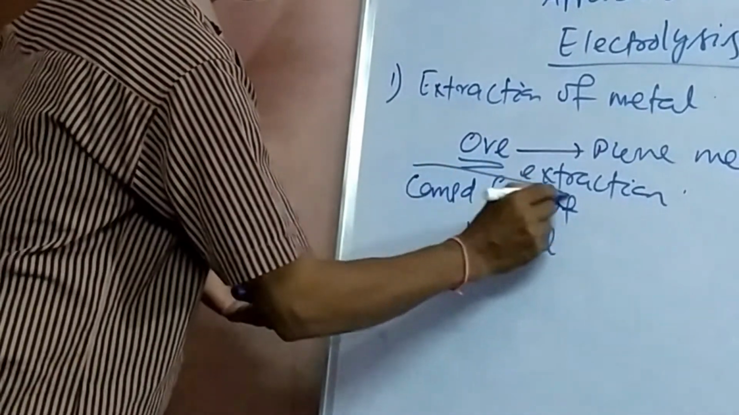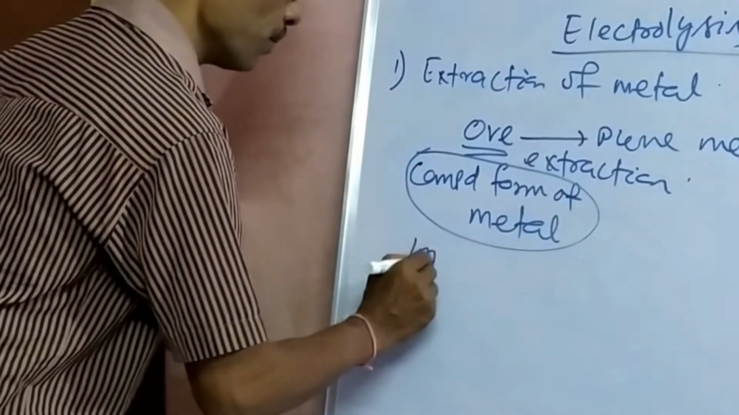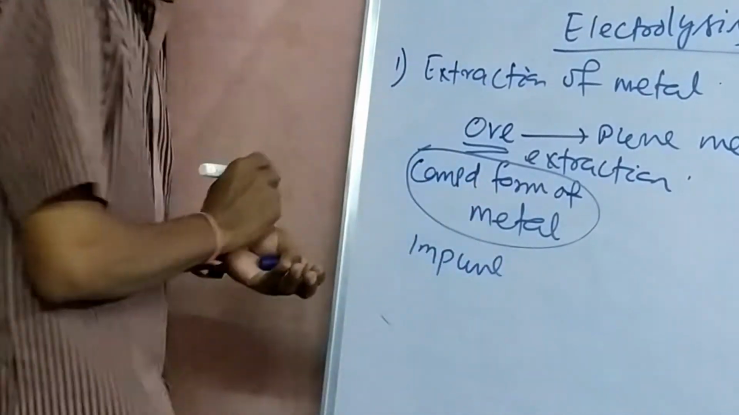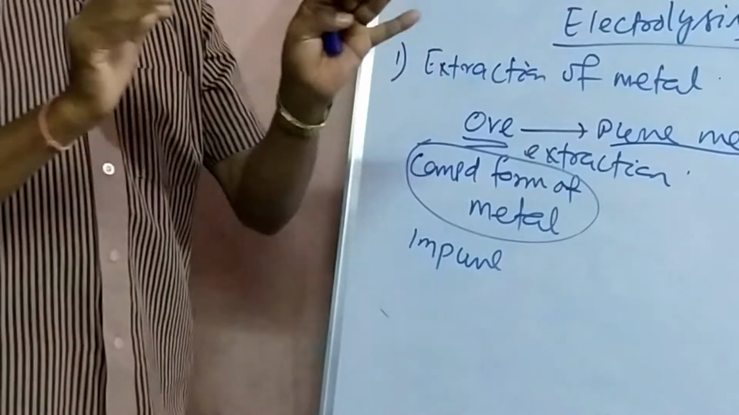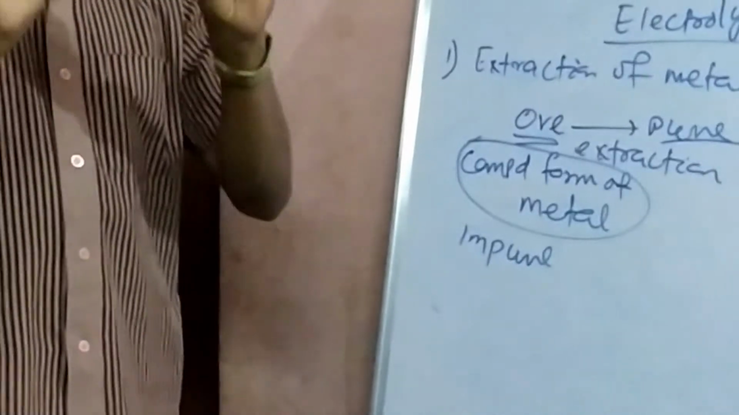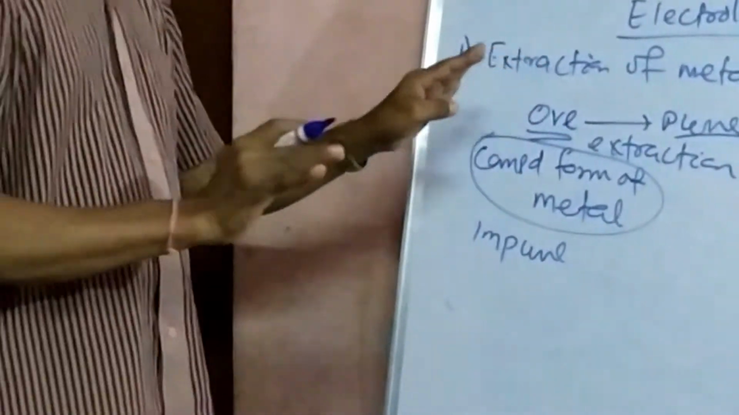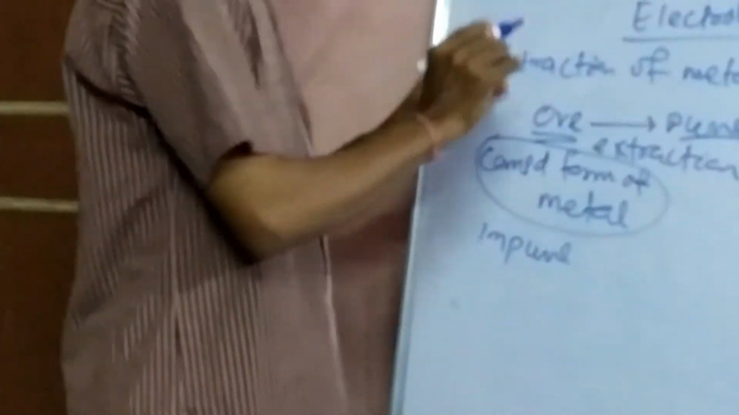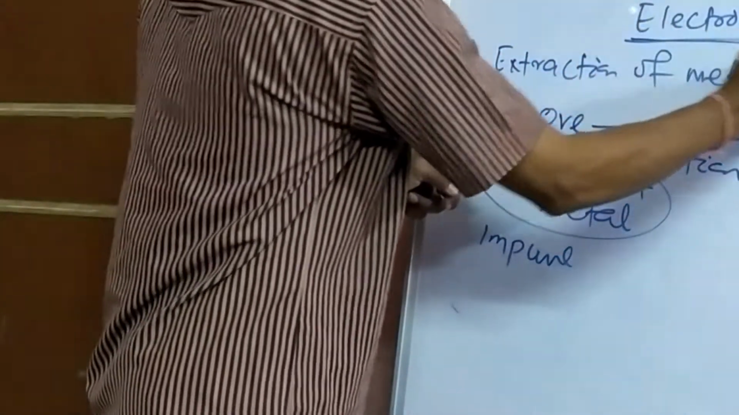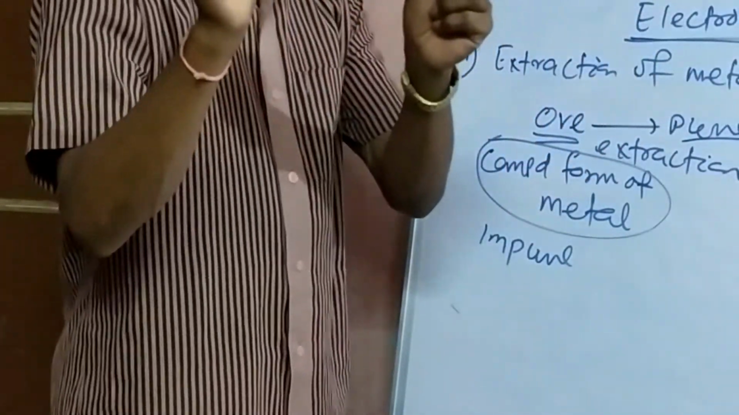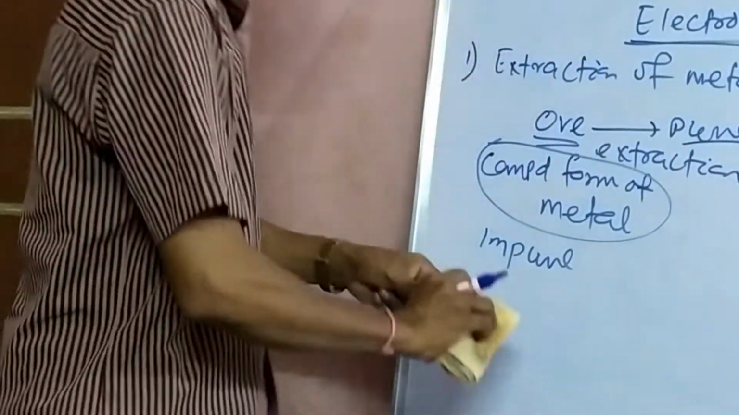That means it is the impure form. Which form? Impure form. Now from the impure form we will get the pure metal. The process is called extraction. But there is more chemistry to it. Okay. So in the extraction of a highly reactive metal, the electrolysis process finds application. I will give you a little bit of an idea about this.